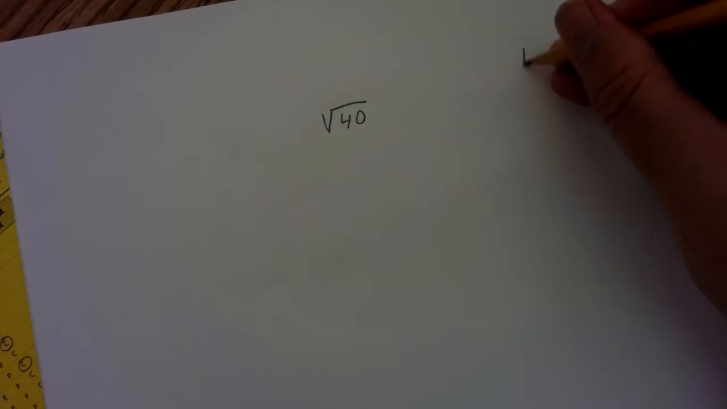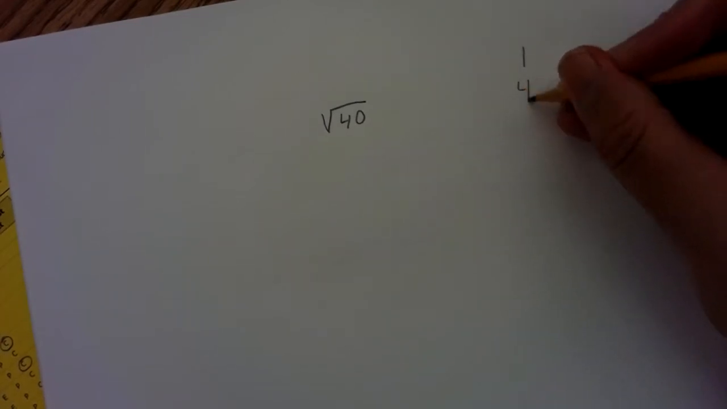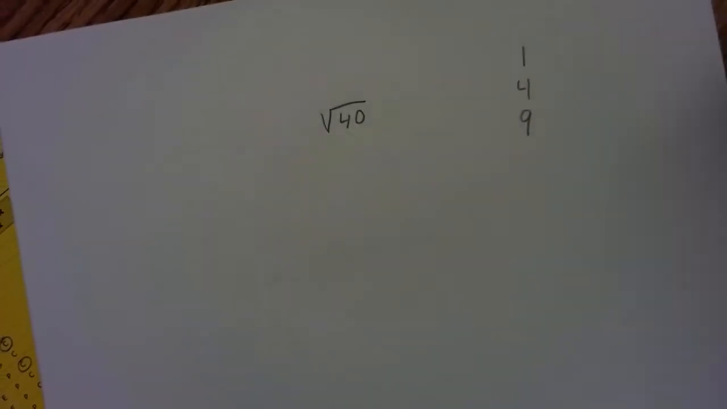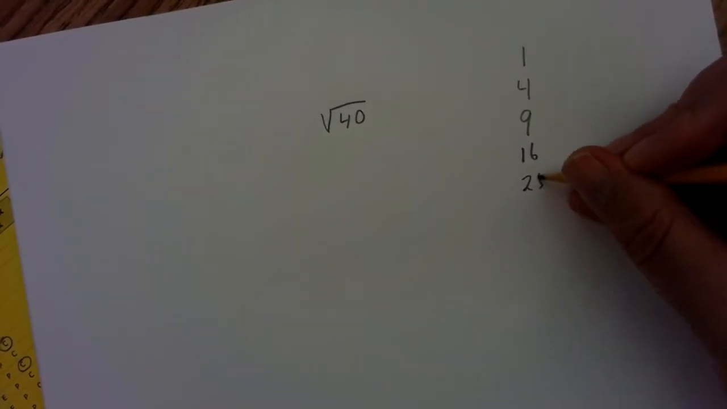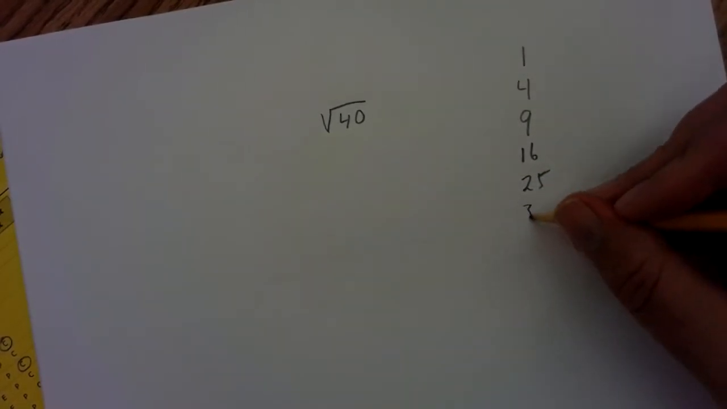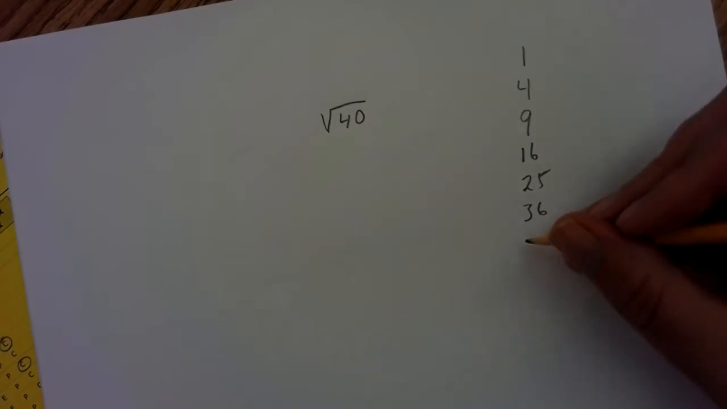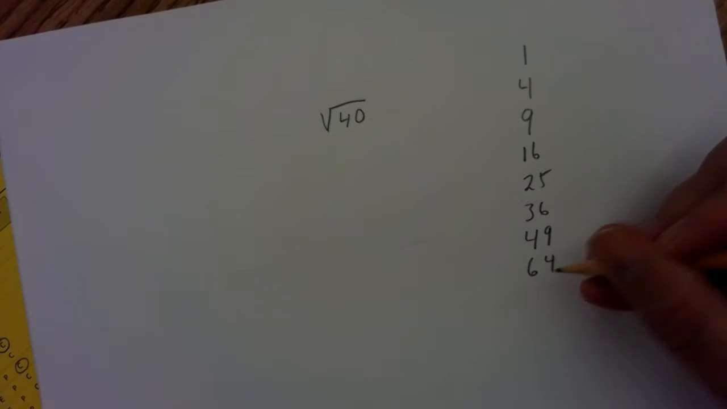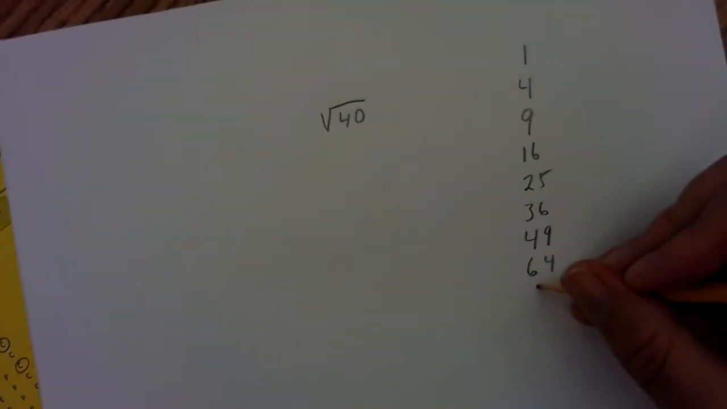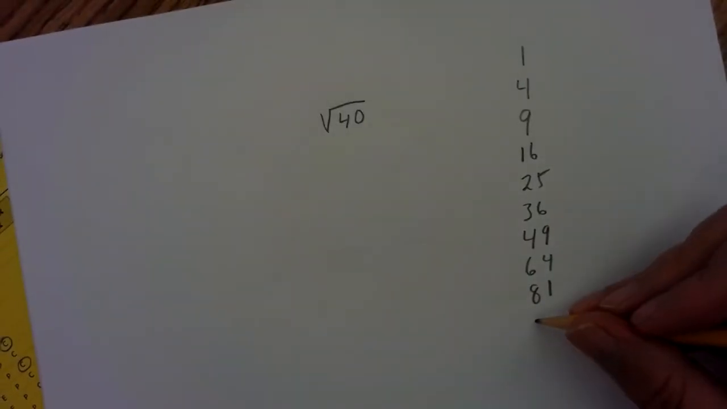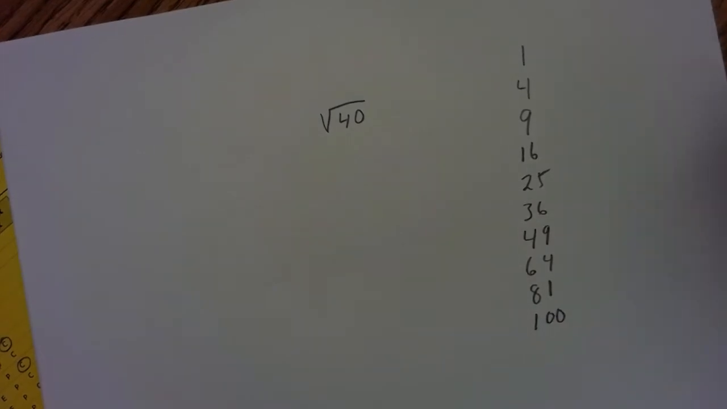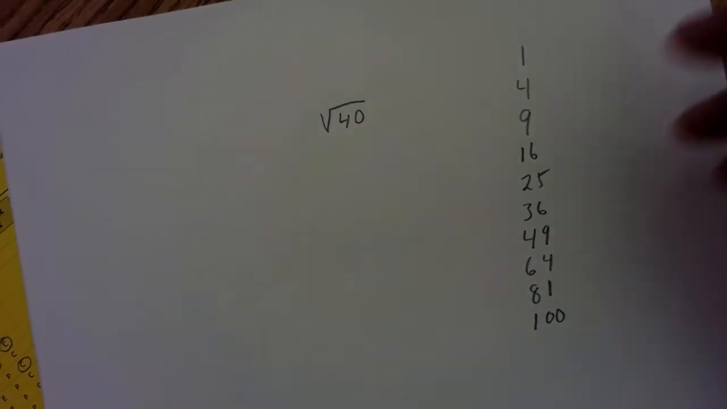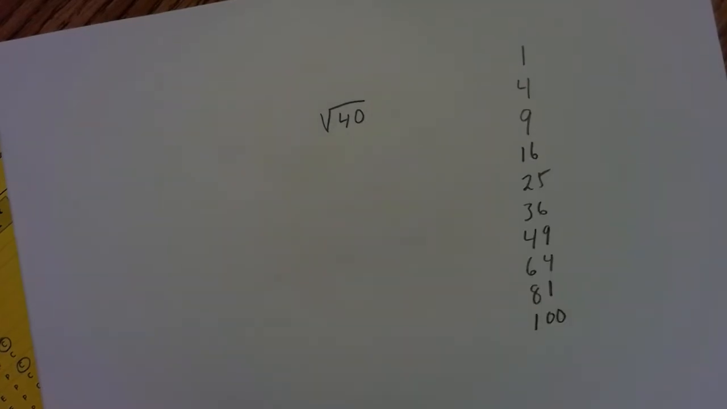1 squared is 1. 2 squared is 4. 3 squared is 9. 4 squared is 16. 5 squared is 25. 6 squared is 36. 7 squared is 49. 8 squared is 64. 9 squared is 81. And 10 squared is 100. Now remember, we should know all the way up to 15 squared. But for today's purposes, this will do.